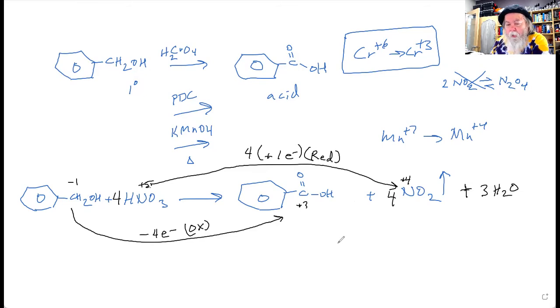There's no charges in this equation. Electrons lost equals electrons gained, so electrons balance, charge balances, and mass balances. We know we're done. So this is a balanced equation. So the stoichiometry is obviously not 1-to-1. It takes 4 nitric acids for every 1 benzyl alcohol to generate benzoic acid.